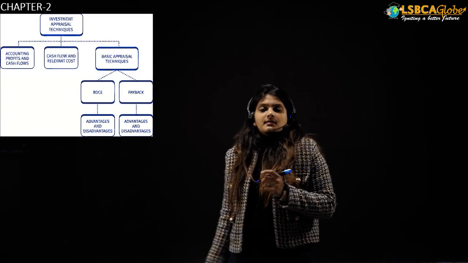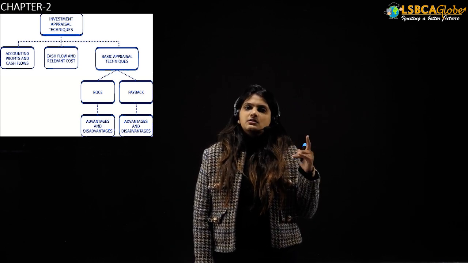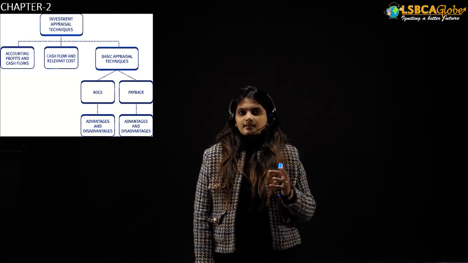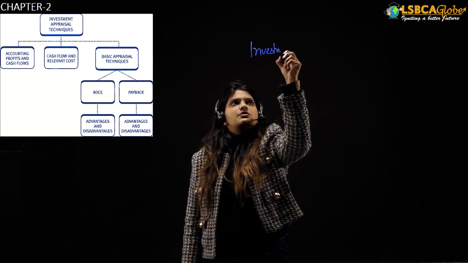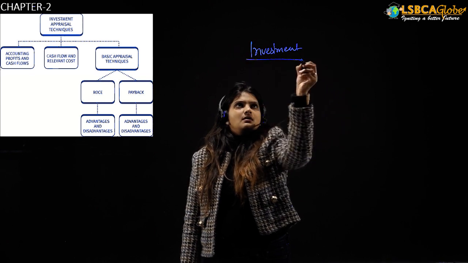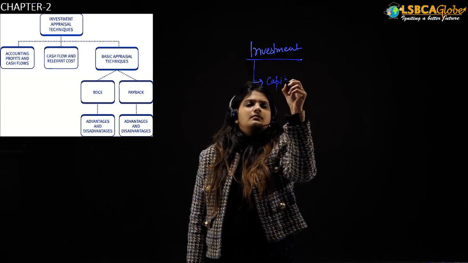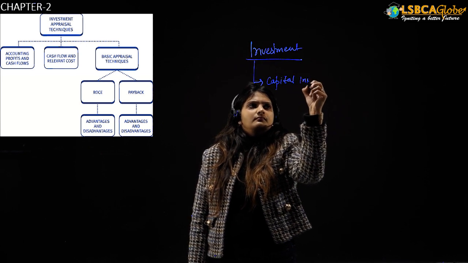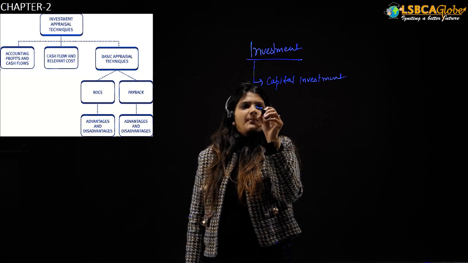We have already discussed that under financial management, what we are going to see is investment decision, dividend decision, and financing decision. Now, investment decision is with regard to expenditure, with regard to investments. So there are two categories of investment: capital investment and working capital investment.